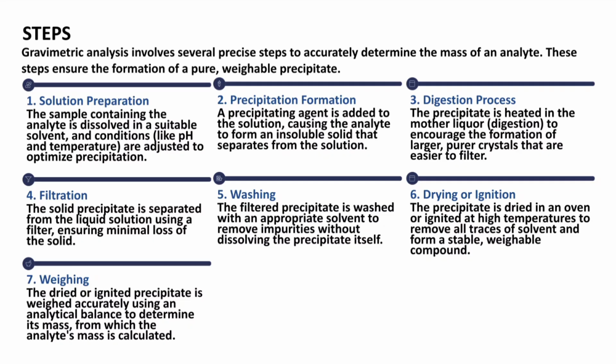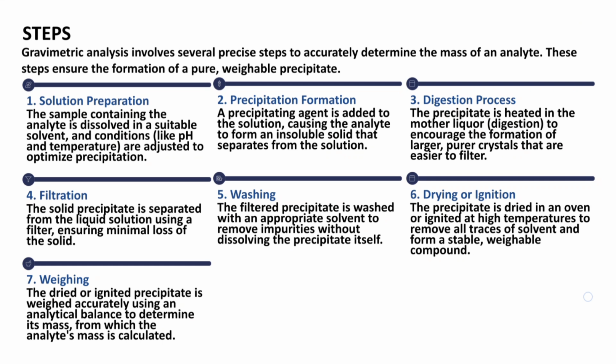Gravimetric analysis involves several precise steps to accurately determine the mass of an analyte. Here, majorly 7 steps are there, which include solution preparation, precipitation formation, digestion process, filtration, washing, drying or ignition, and weighing. In the first step, the sample containing the analyte is dissolved in a suitable solvent, at conditions like proper pH and optimum temperature, which are adjusted to optimize precipitation.